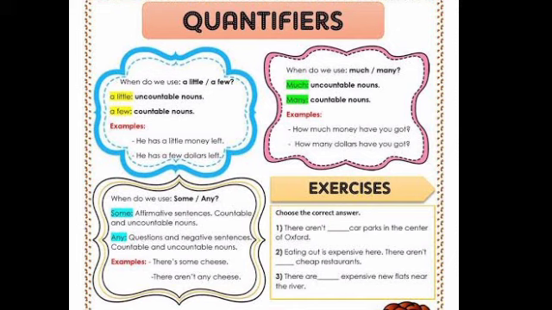Then next, when do we use much and many? Much is used with the uncountable nouns and many is used with the countable nouns. Could you understand its difference? Look at the examples. How much money have you got? How many dollars have you got?